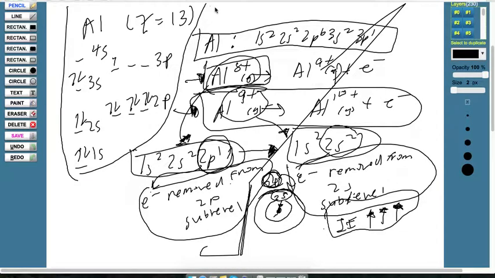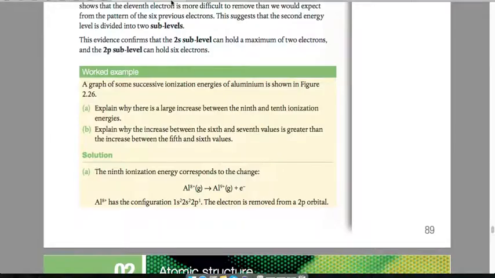So this is where we left off in the last video. This was part A of the question we were looking at in terms of ionization energy and electron configurations. Part B is asking, explain why the increase between the 6th and 7th values is greater than the increase between the 5th and 6th values. Again, this is a question about ionization energy and electron configuration.